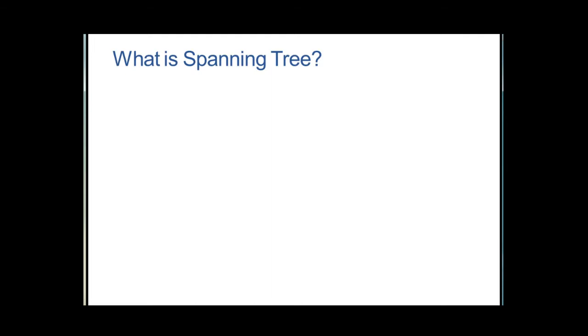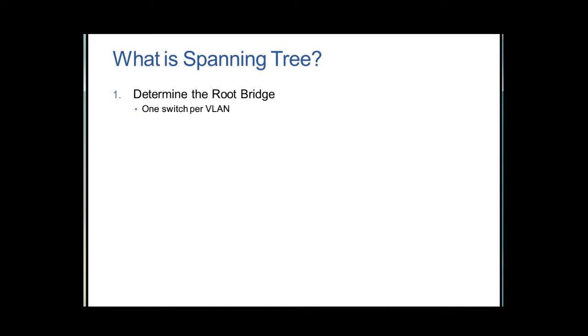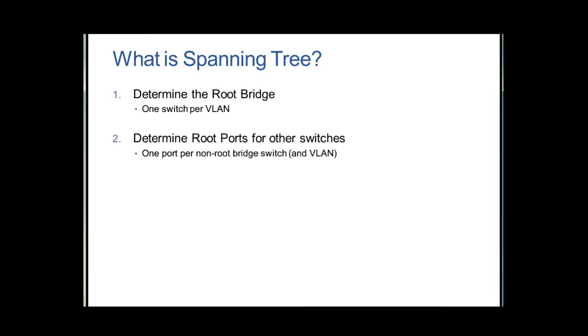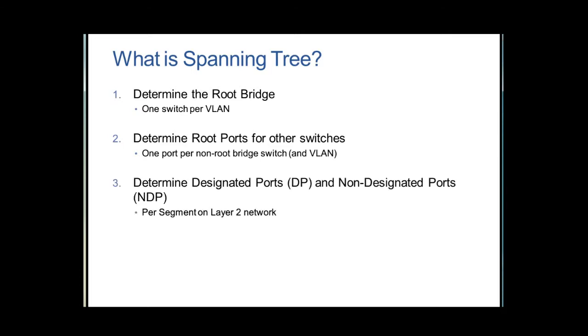Spanning tree has three main modes of operation for how it operates with other layer 2 switches connected on the network. First, it will determine the root bridge, which is done for each VLAN that is added onto the layer 2 network. Second, a single root port is determined for each of the other switches. And third, the designated port and non-designated ports are determined for all remaining segments within the topology.